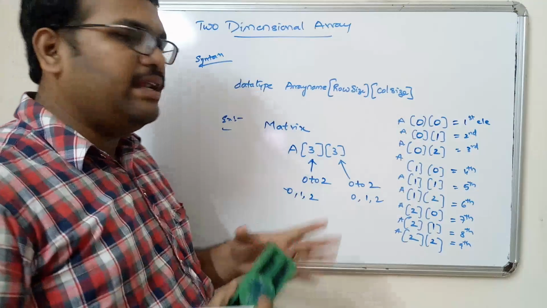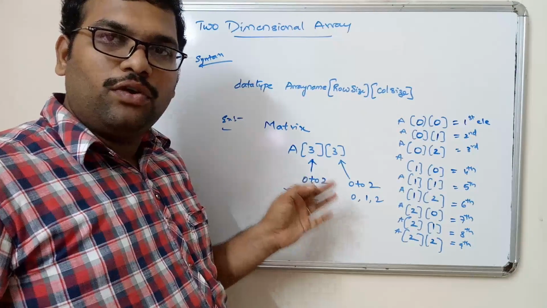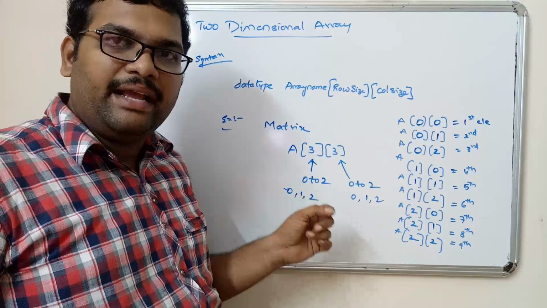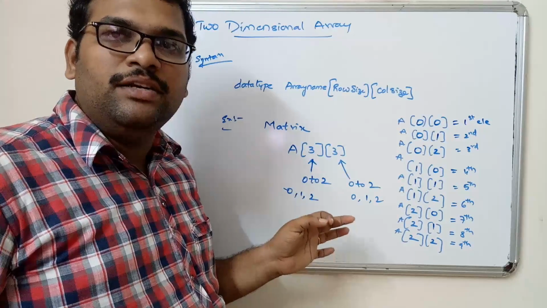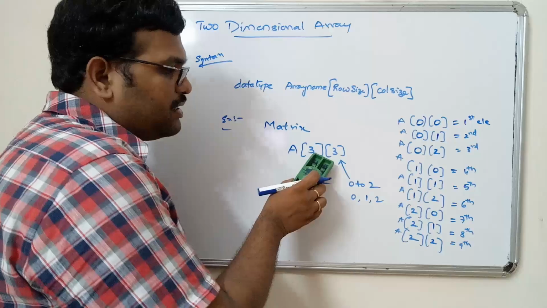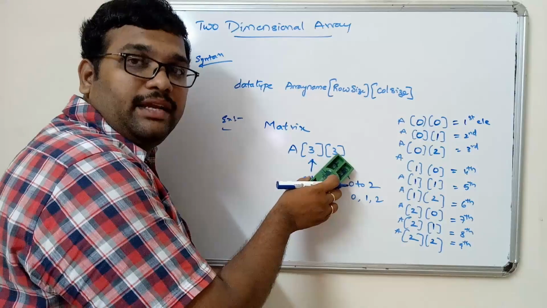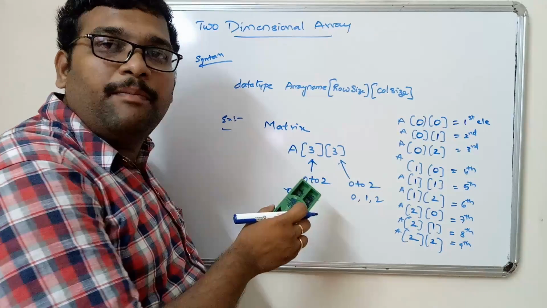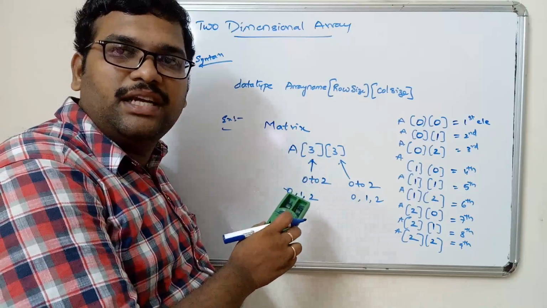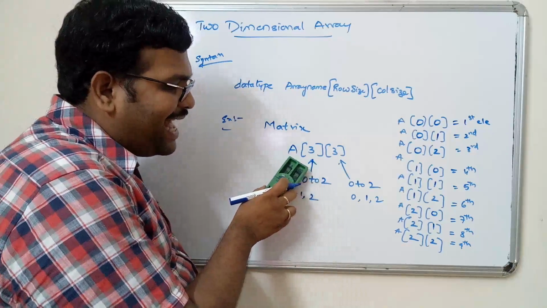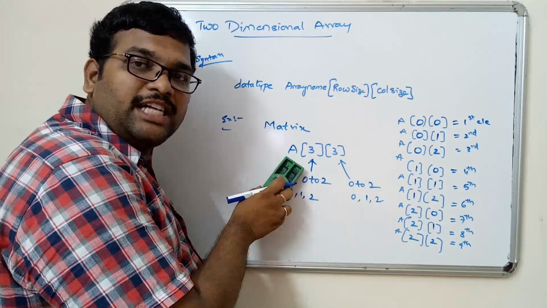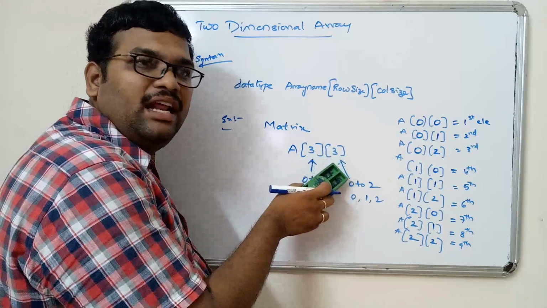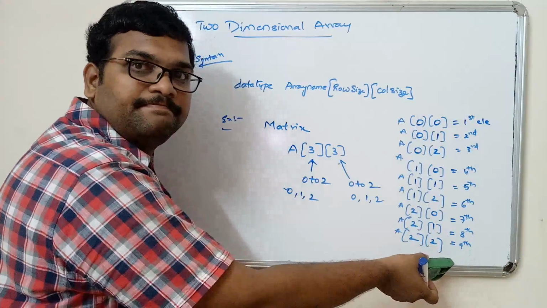So as I have said earlier, the total number of elements that the array can store is rows into size. Here the rows are 3 and the columns are 3. So rows into columns gives the maximum number of elements that the two-dimensional array can store. So in this array A, it can store a maximum of 3 into 3, that means 9 elements. So these are the 9 elements.